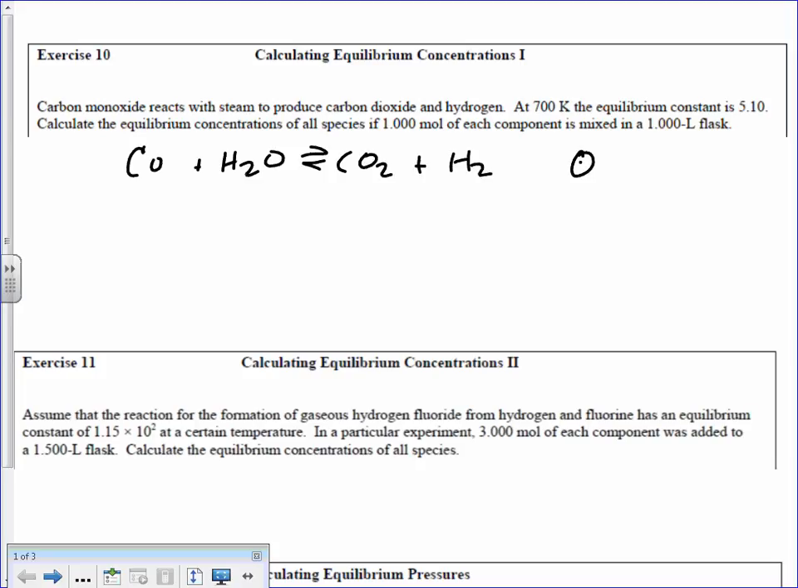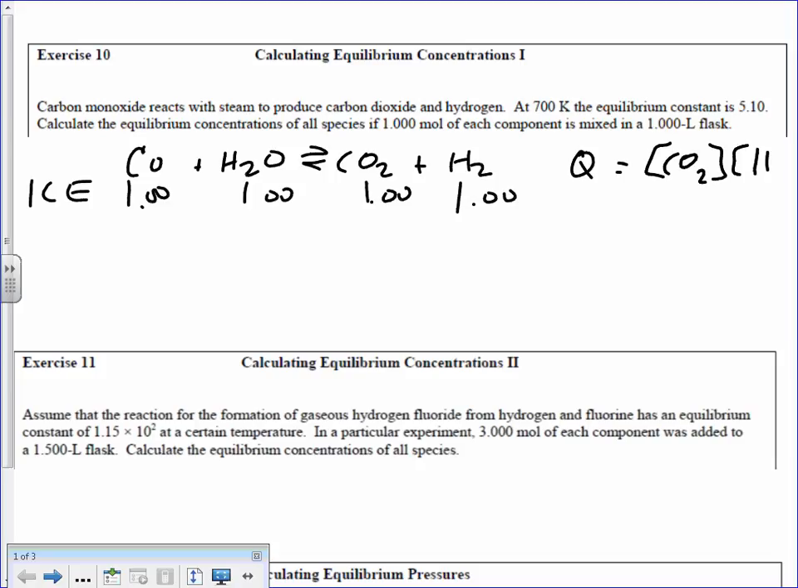Okay, so what we previously said was that, and I'll show you how to shorten up some of your words, not that much shorter, but instead of writing ICE down, you can actually write ICE like this, and just do 1 molar, because they were all given as 1.00 moles per liter. Right, 0. So then Q is just CO2 H2 over CO and water, and this is water vapor, or steam.